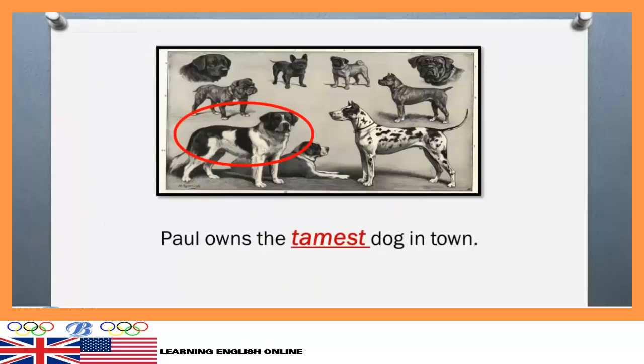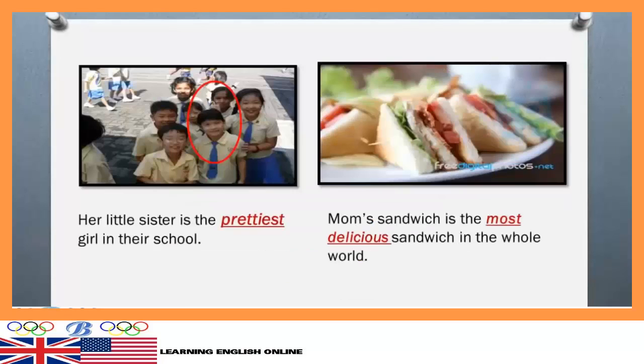Paul owns the tamest dog in town. Her little sister is the prettiest girl in their school. Mom's sandwich is the most delicious sandwich in the whole world. In these sentences, you don't talk about 2 things anymore. You already talk about one thing which is part of a whole.